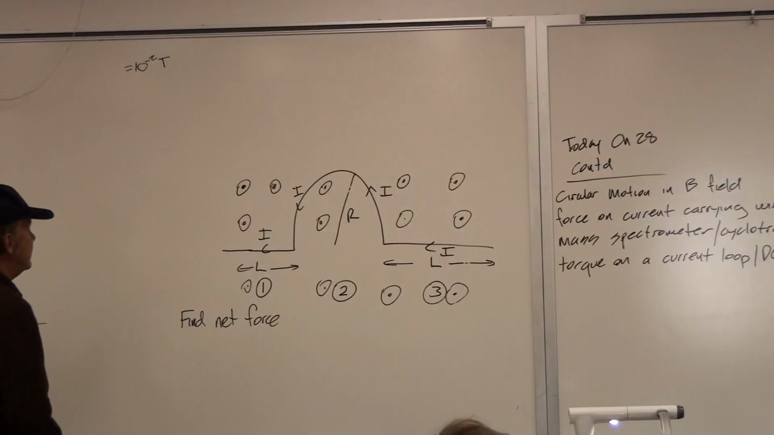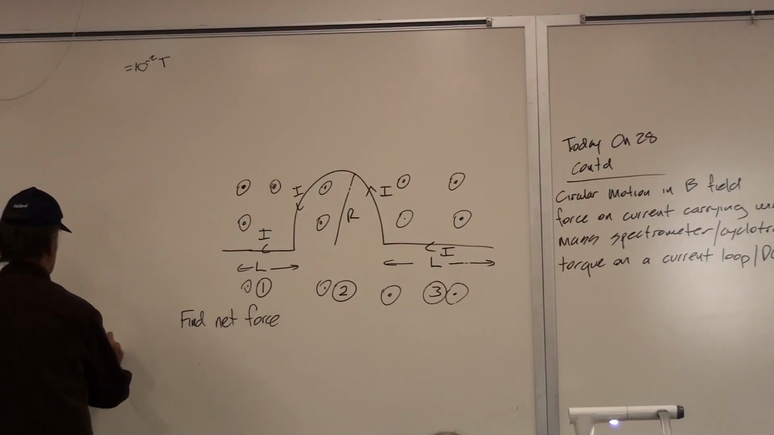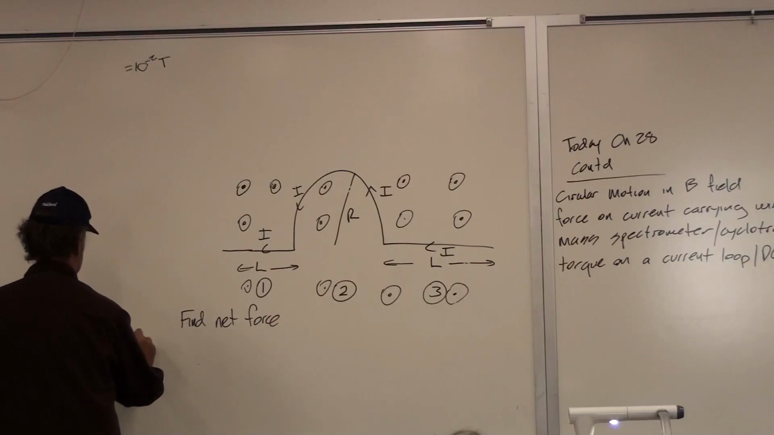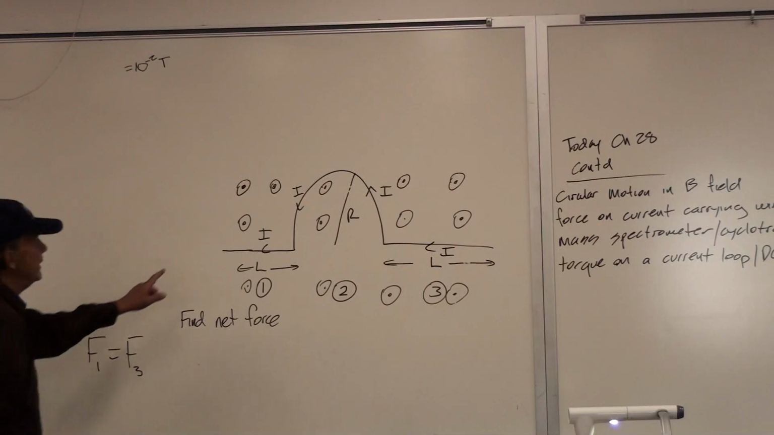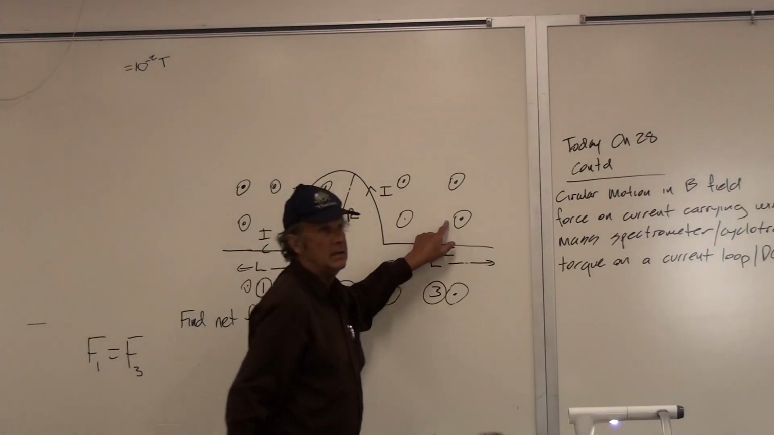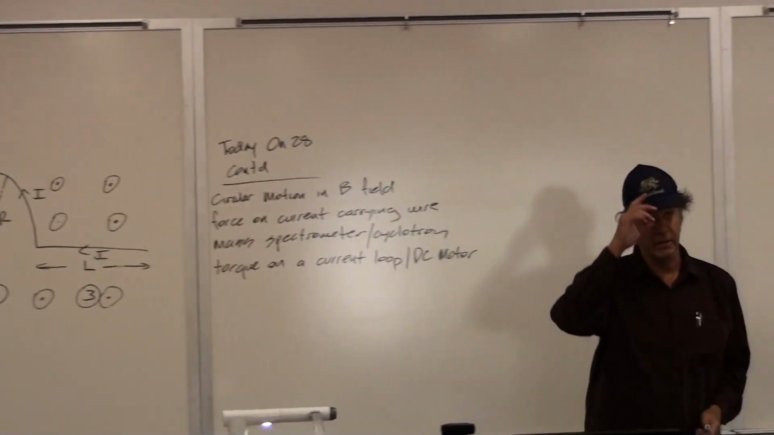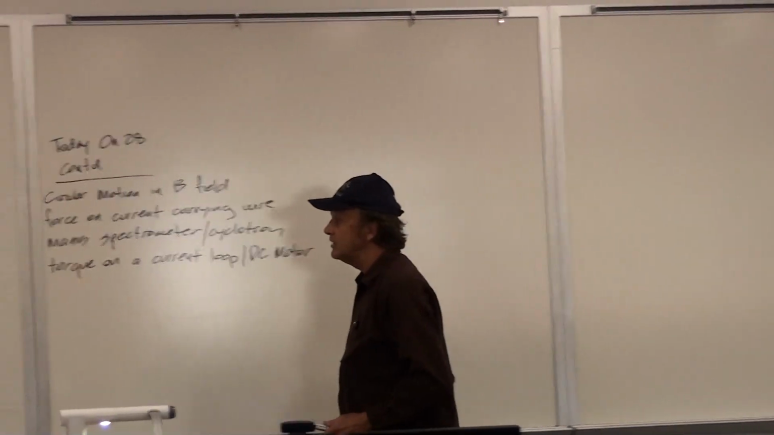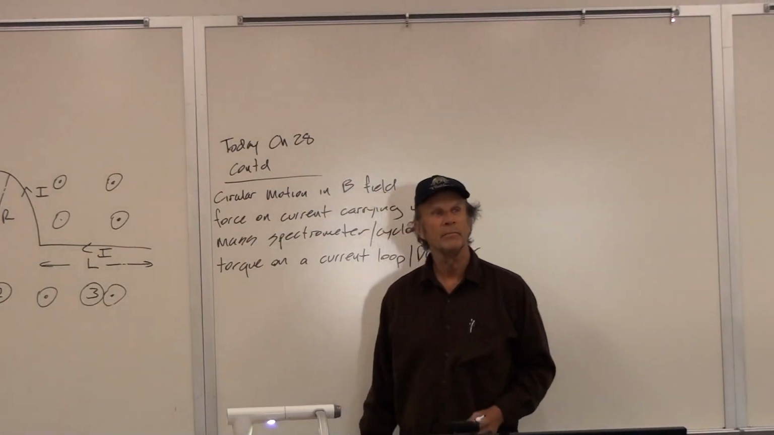And by symmetry, I think that we can see that F1 and F3 are going to point in the same direction and have the same magnitude, because you have the same length of wire being exposed to the same strength of magnetic field all the way through. And so let's just get the basic direction of the force. What's the direction of the force?